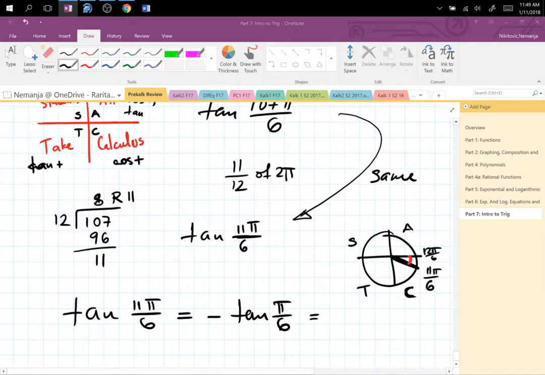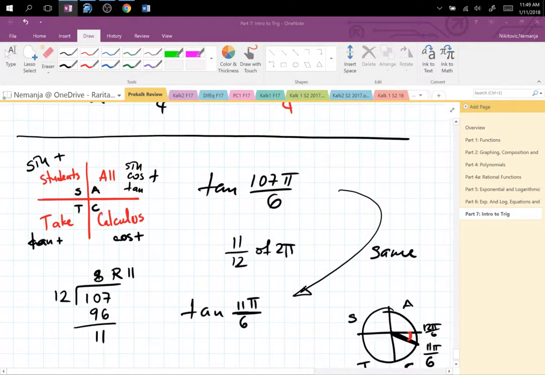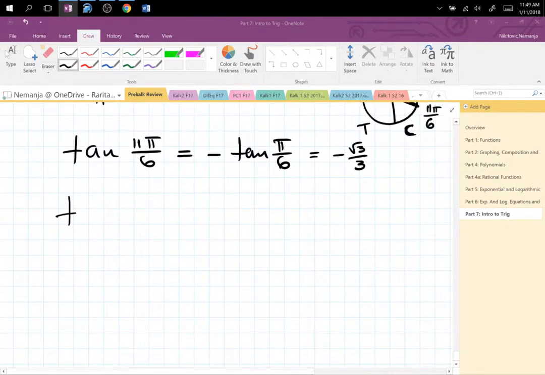We know from the chart that tangent of pi over 6 is root 3 over 3, so the answer is negative root 3 over 3. And there you go. So what is the tangent of 11 pi over 6? It is negative root 3 over 3.